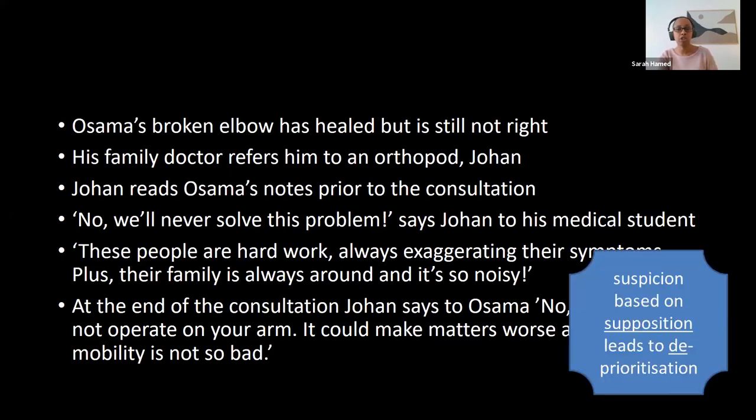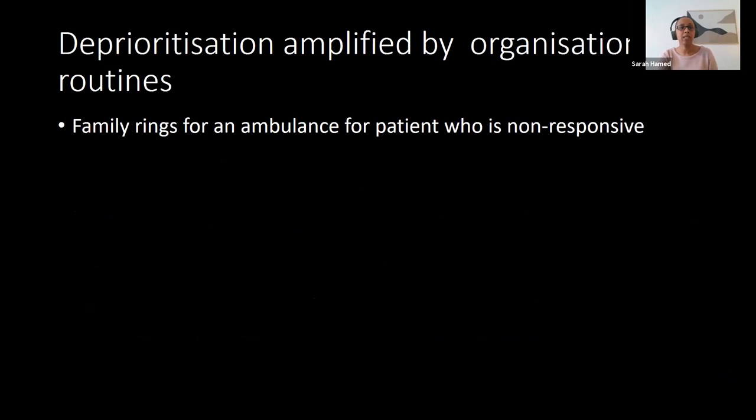So here is a suspicion that is based on supposition, that is, racialization of this Osama person, whom Johan has viewed as having this ethnic pain, leading to deprioritization of care. But this is not something that would be visible to Osama, right?